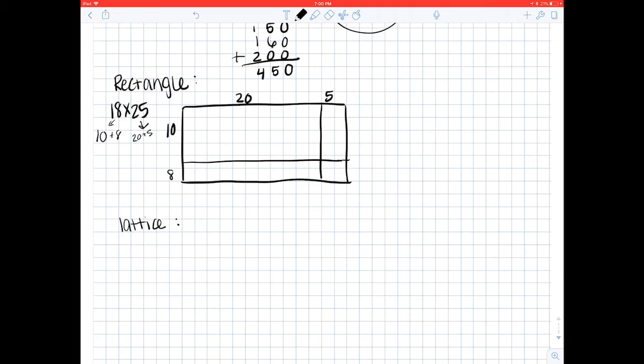So we have 10 times 20, which is 200. We have our 8 times our 20, which is 160. We have our 8 times 5, which is 40. We have our 10 times 5, which is 50. And then our 8 times 5, which is 40. And then we add this all up, and we get an answer of 450.